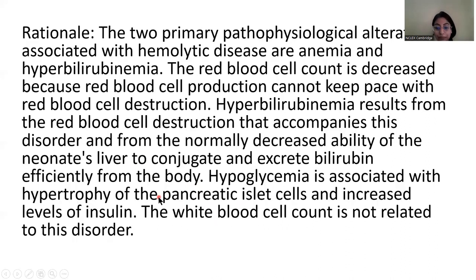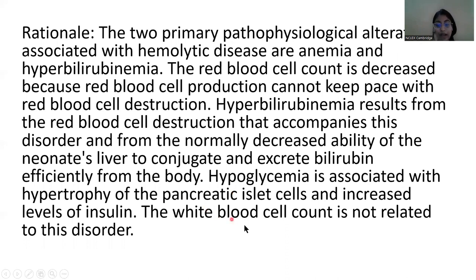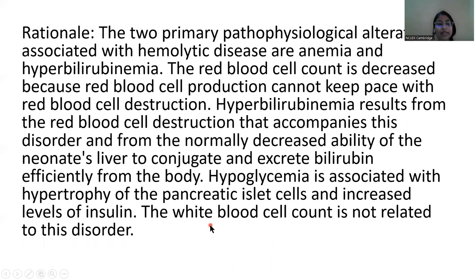Now talking about other options, hypoglycemia is associated with hypertrophy of pancreatic islet cells and increased level of insulin. So blood glucose level is not related to hemolytic disease. It is more related to insulin and pancreatic hypertrophy. The WBC count is also not related to this disorder. So the correct answer is decrease in RBC count. Now let's see the next question.